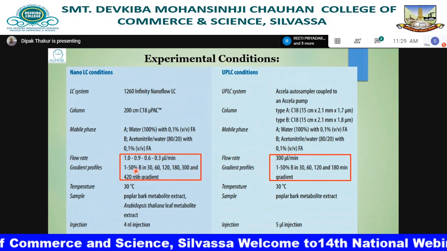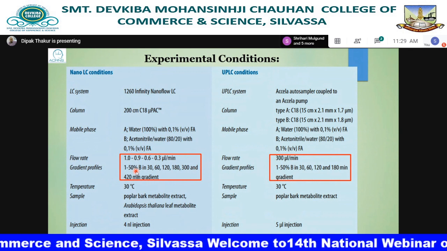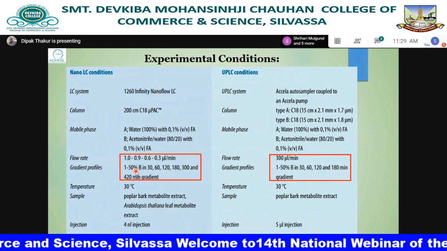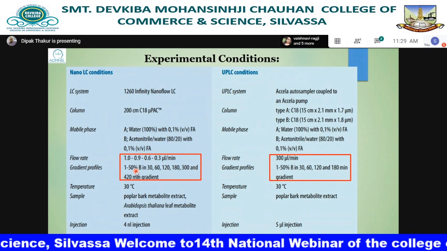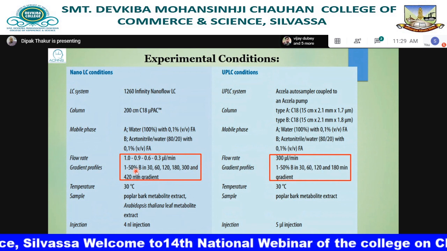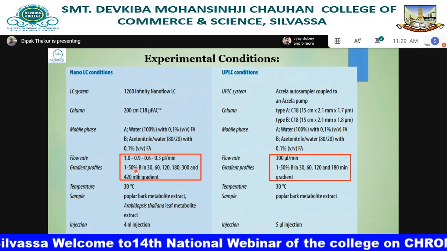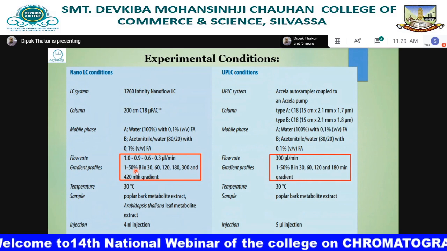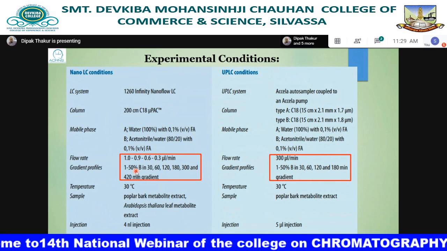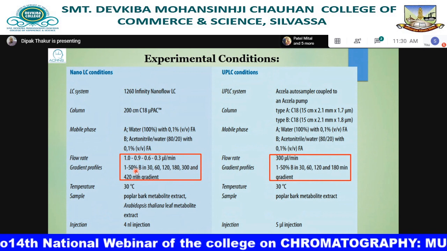Whereas on the right hand side, this is again a nano HPLC which is performed with columns packed in 2.1 mm. 2.1 mm is 2000 micrometers, right?